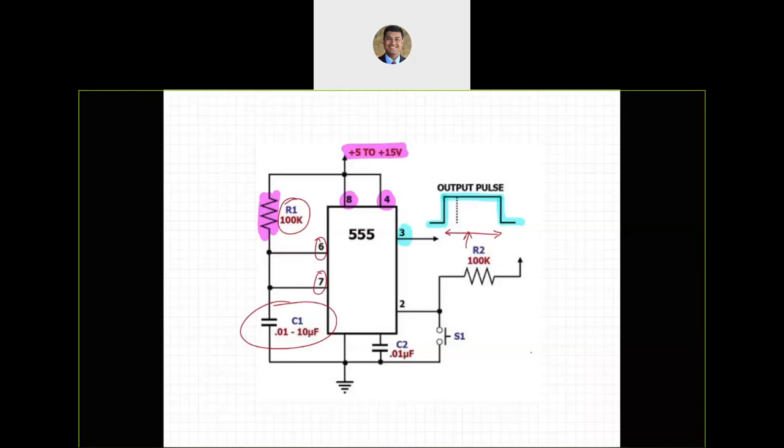Let's see. So those are your pins, and most of the things until now may seem very similar, but now we have a bouncy switch. That particular switch, S1, is our bouncy switch. That's the problem that we are trying to fix.